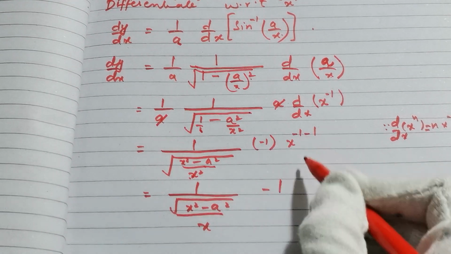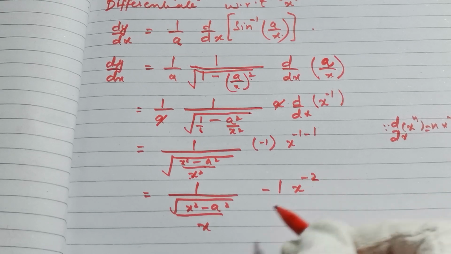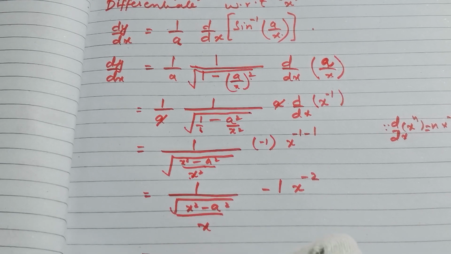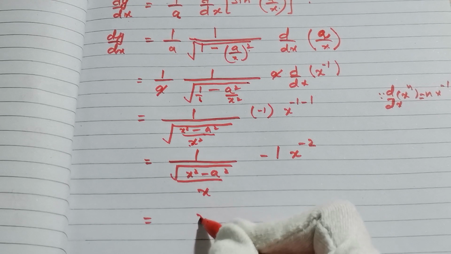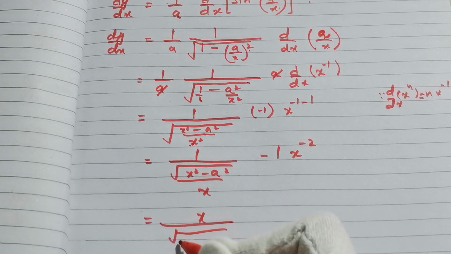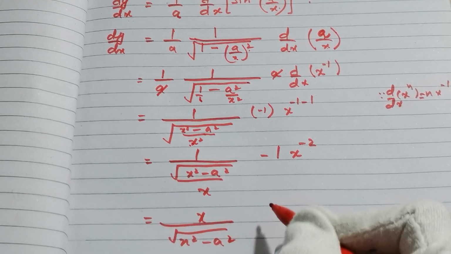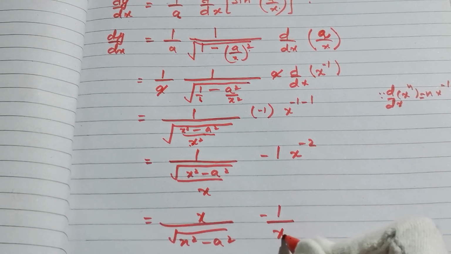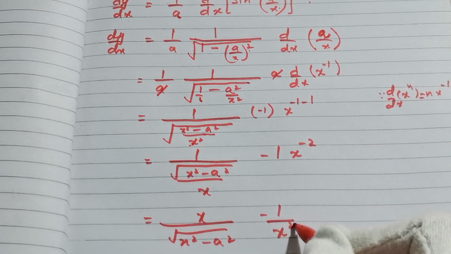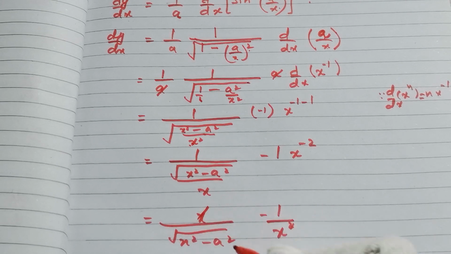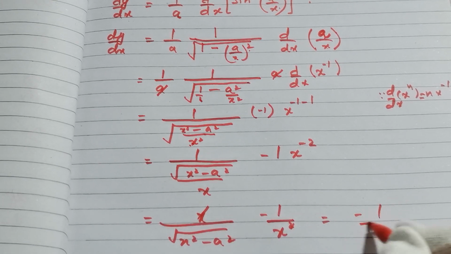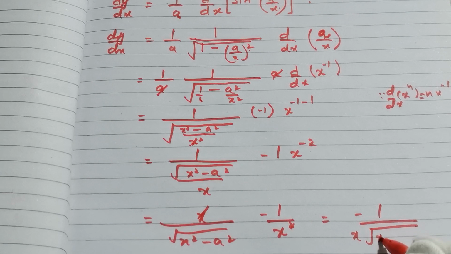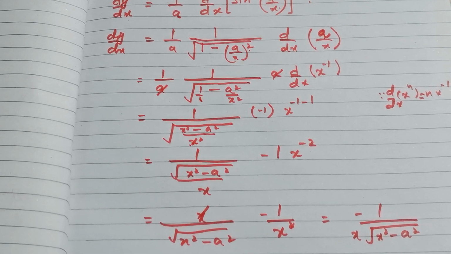Minus 1 and x raised to power minus 2. So this is in the numerator and this is in the denominator. Minus 1, negative 2 becomes positive 2 when taken to the denominator. x to the 2 and x cancel, which is equal to minus 1 by x under root x square minus a square.